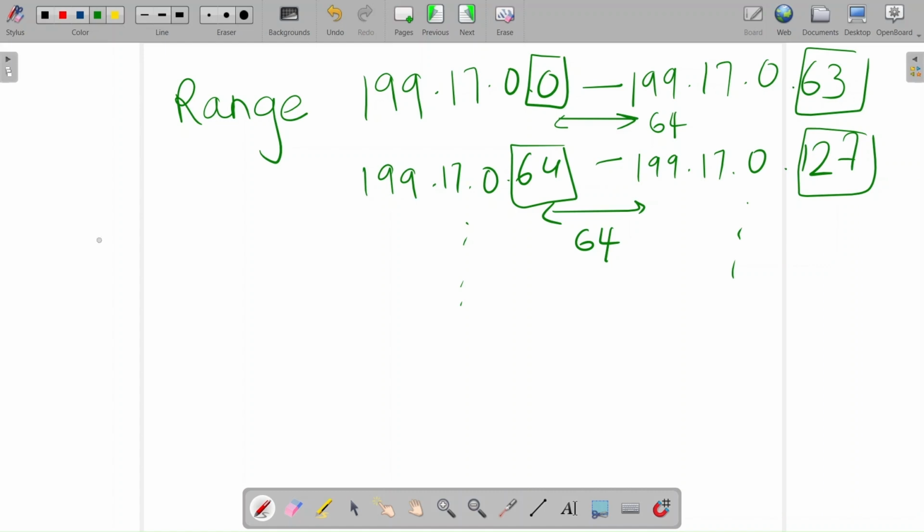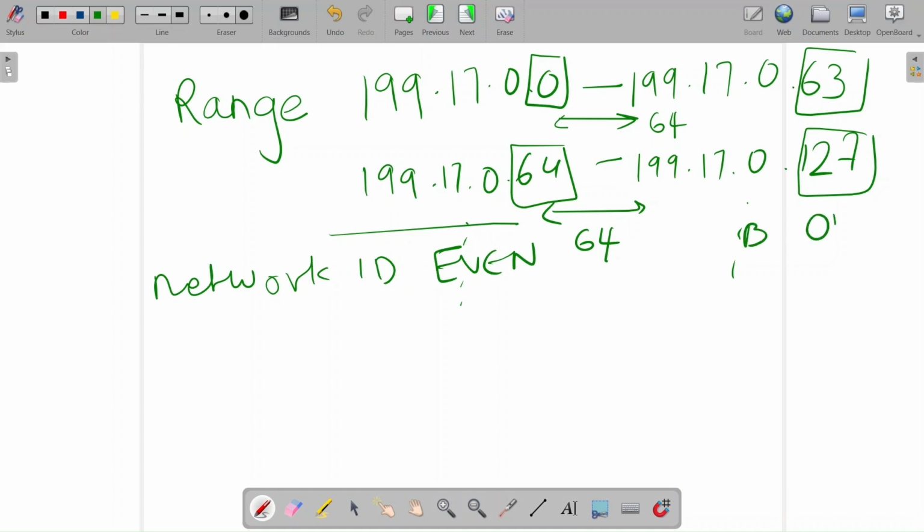See, you got this. This is it. This is an observation, not really relevant, but I'll just show you. This is the network ID, and it is even, and here the broadcast ID is odd. See, this is even and this is odd. This is always going to be there, no change.